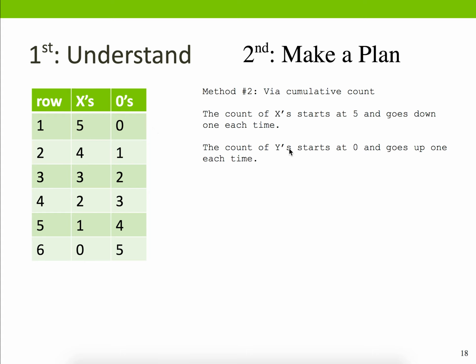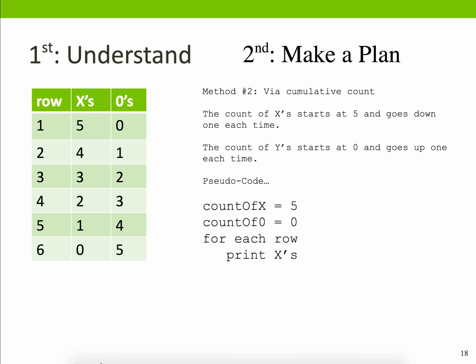Oh, it's not count of y's. Count of zeros, okay? Count of zeros starts at 0 and goes up by 1. 1, 2, 3, 4, 5. Yes, Mr. Stride, I can count down, I can count up. So simple. So let's do some pseudocode. My count of x's start at 5. My count of zeros start at 0. For every single row, I'm going to print the x's that I have. I'm going to print the zeros, the count of zeros, right? Then I'm going to decrease my count of x by 1, because every single time I go down by 1.